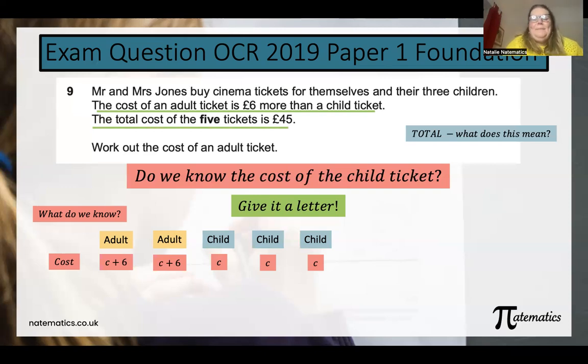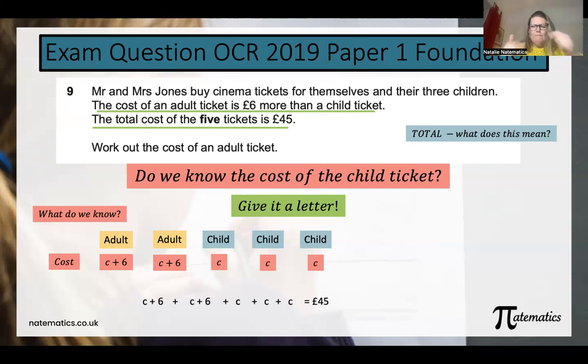Total, what does that mean? So when you see the word total, what maths would you do? Total, sum, add. Yep. So if we add all those together, we get £45. This is where I know a lot of students would be like, but I don't know what it is. Yeah, we do. We know they add together to give 45. And we've said that, okay, we don't know what the child cost is actually numerically, but we're letting it be a letter. So we've got something that we can create a little equation with, okay?